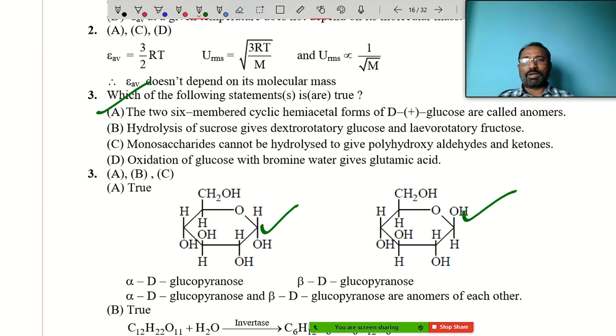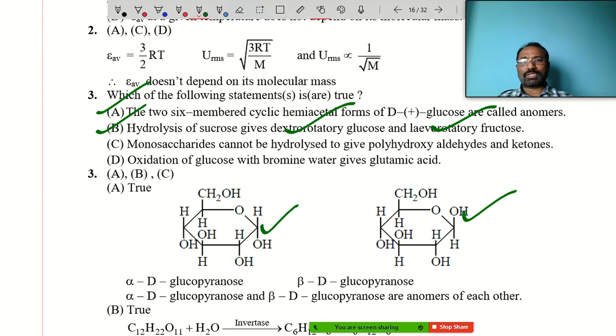Next, hydrolysis of sucrose gives dextrorotatory glucose and levorotatory fructose. Here, the glucose rotates the plane polarized light in the right hand direction. Therefore, it is a dextrorotatory compound. This is a right statement. And in case of fructose, it rotates the plane polarized light in the left hand direction. Therefore, it is called levorotatory. Therefore, statement A is right, statement B is right.